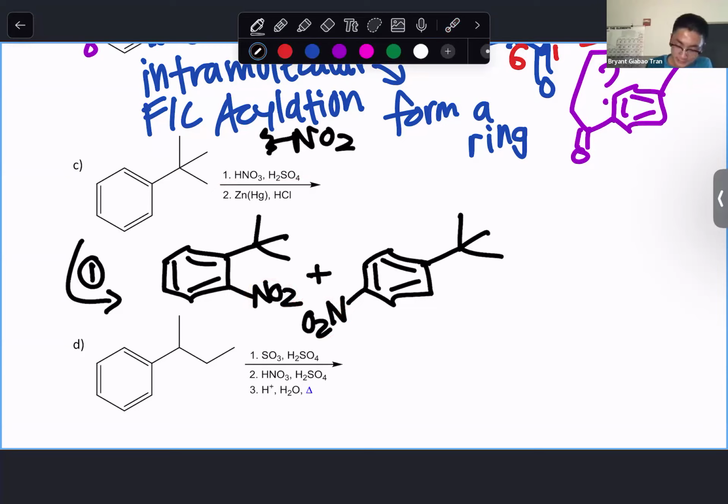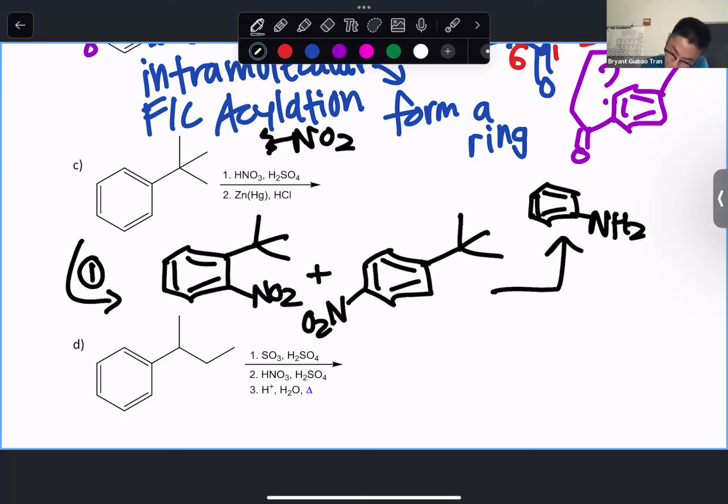What will the second step do here? The zinc mercury HCl. Think of that as H2, Pd/C. Yeah, it will convert these NO2 to NH2. That's right, NH2.